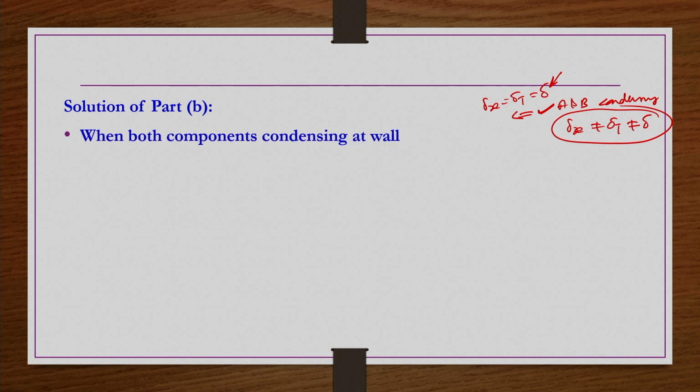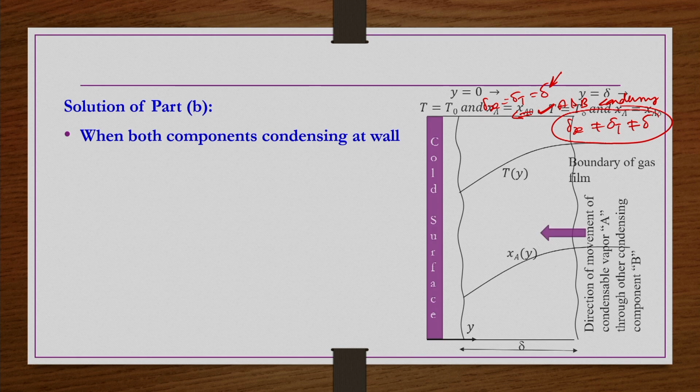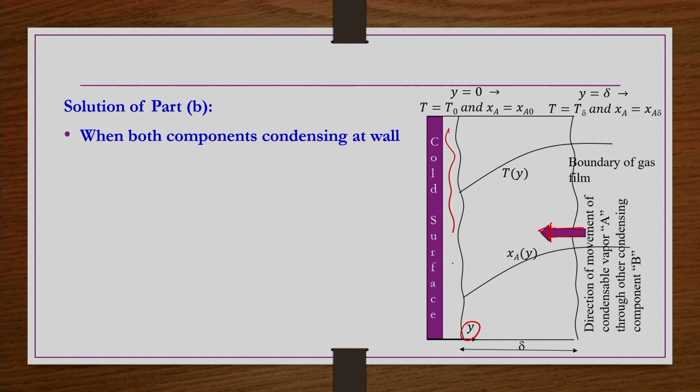Okay. So when both components are condensing at the wall, pictorially the same thing is shown here, right. The same horizontal axis is the y axis, and condensable vapors are coming in this direction, reaching the cold surface, and upon reaching it they are condensing on the cold surface. At the cold surface, that is at y equals 0, T is T_0, X_A is X_A0, and at y equals delta, T is T_δ, X_A is X_Aδ, because the film thickness is delta.